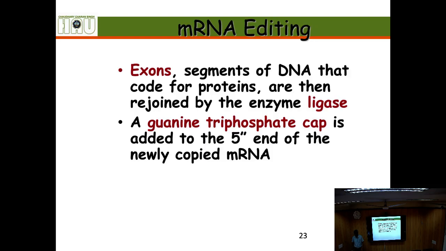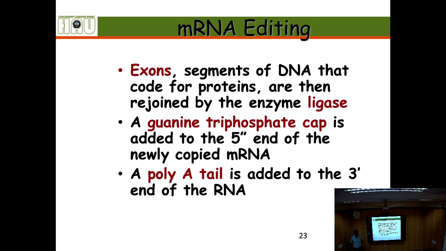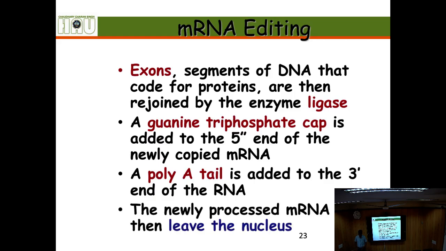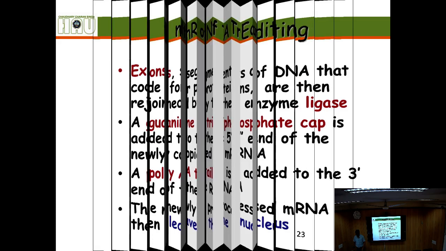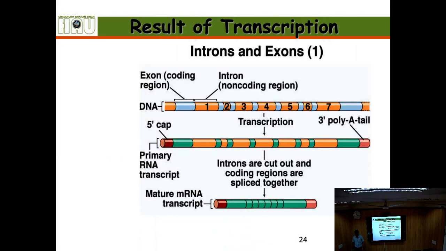exons are joined to form a mature mRNA. They are joined with the help of ligase enzymes, and a guanine triphosphate cap is added to the 5' end of this newly copied mRNA, and a poly-A tail is added to the 3' end of this RNA. This newly processed mRNA can then leave the nucleus for protein synthesis. This is the result of the processing.